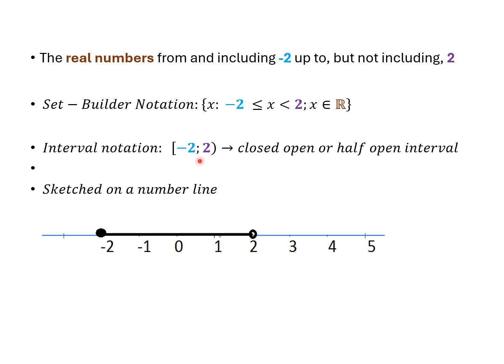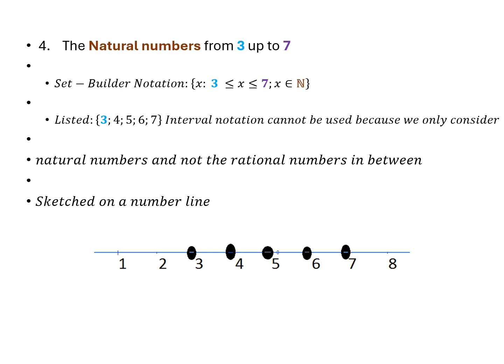So sketched on a number line, minus 2 because it's included, closed dot. 2 because it's stopping just before 2, open dot because 2 is not included. And from there, because it's real numbers, I can join a line from negative 2 to 2. So remember, very important: if it's not equal, open circle. If it's included, that dot must be closed, a solid circle. Right, let's go to the next problem.